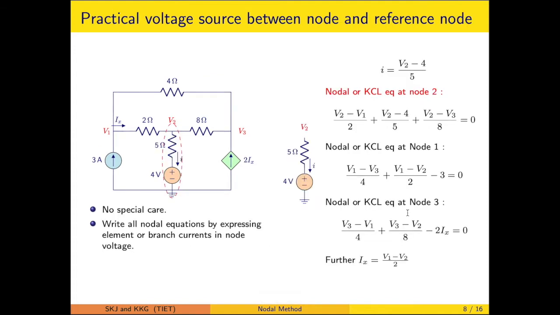When there is a practical voltage source, a practical voltage source is represented as a series combination of an ideal voltage source and a series resistance. This has to be understood. Now just to illustrate this point, when V2 is a voltage with respect to the reference, and this is 4 volt, what will be the voltage across this 5 ohm resistance? That is (V2 minus 4) upon 5.